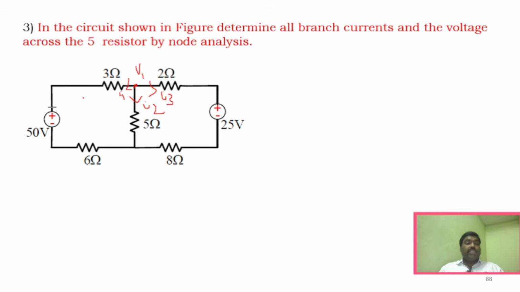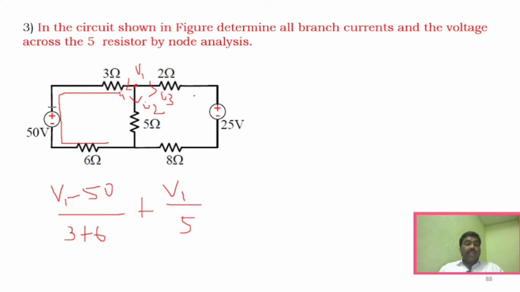Now how to write? You can see this is higher potential and this is also higher potential. So I'll write V1 minus 50 divided by 3. That is how you normally write. But this branch doesn't end here, it is ending here, so there is another 6 here. So it will be plus 6. Similarly, if you take this particular branch, it will be just V1 divided by 5.